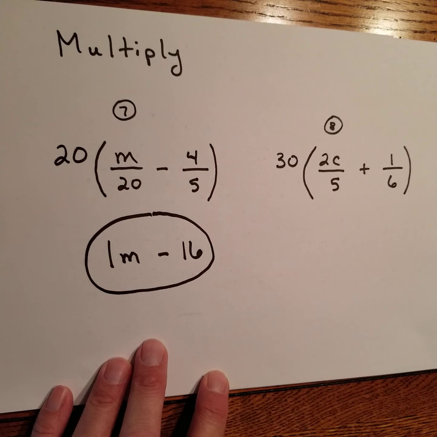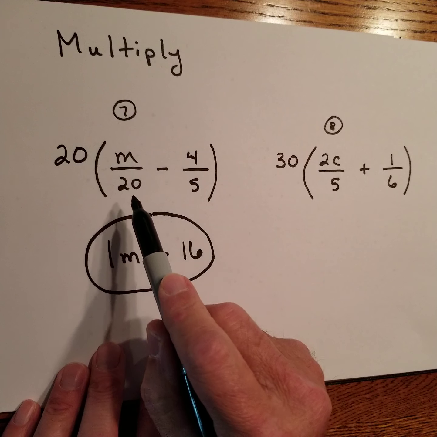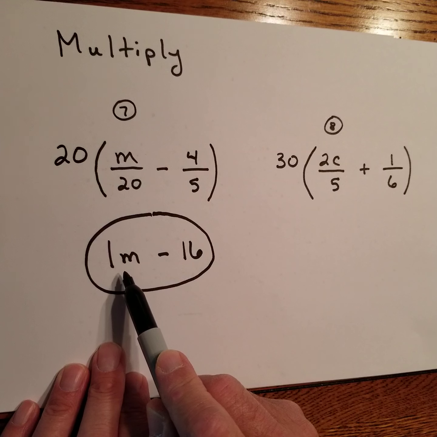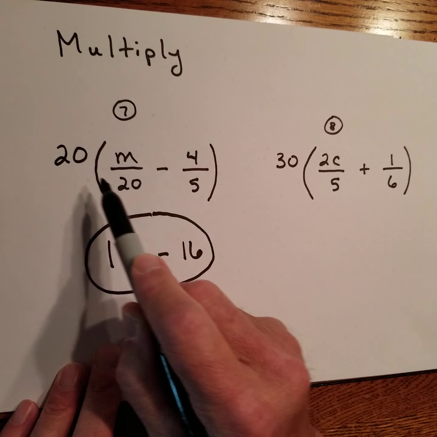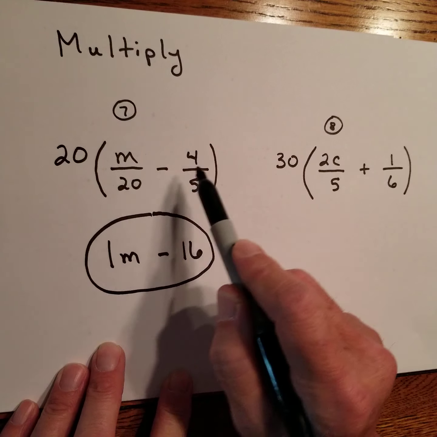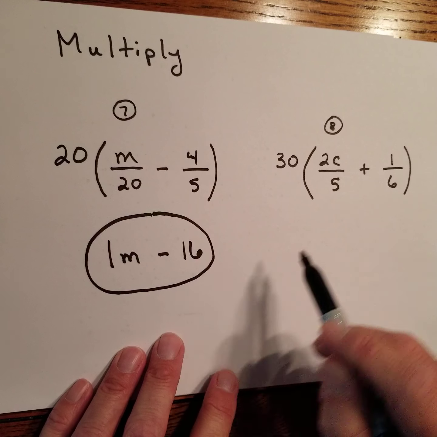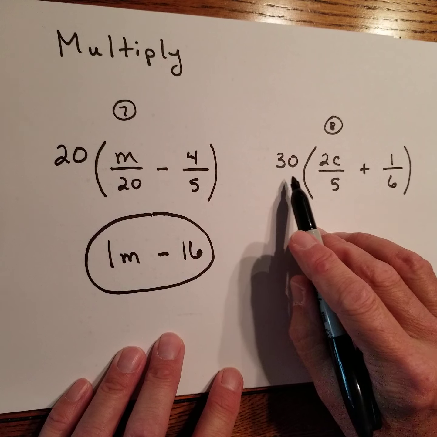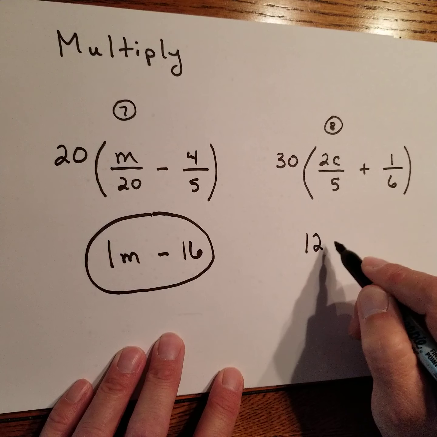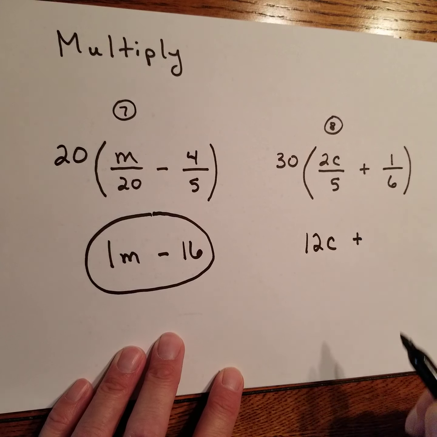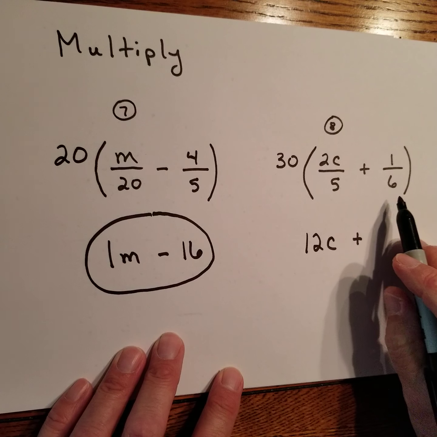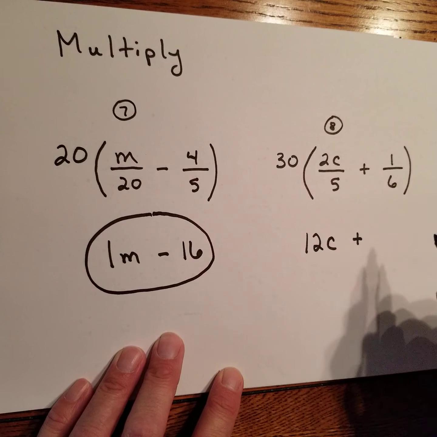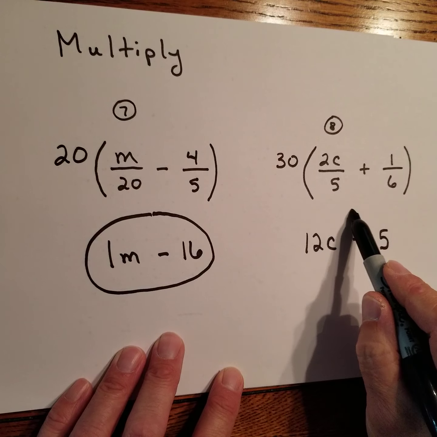Let's try number 8. What's the process? How many times does 20 go into 20? Once. 1 times m goes there. How many times does 5 go into 20? 4. 4 times 4 goes there. How many times does 5 go into 30? 6. 6 times 2 is 12, so 12c. Finally, how many times does 6 go into 30? That's 5. And 5 times 1, 5. Beautiful.